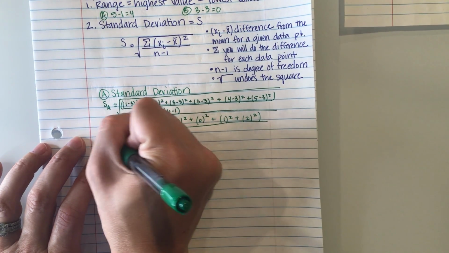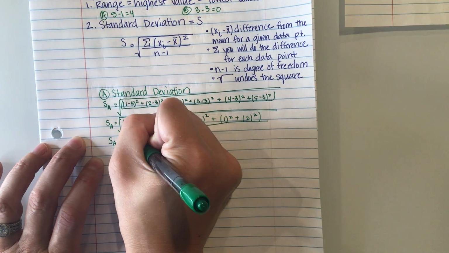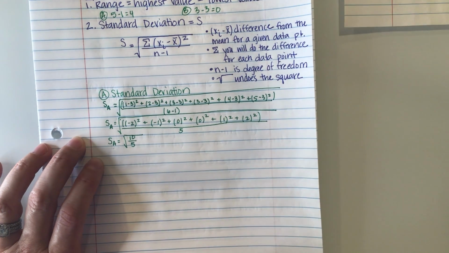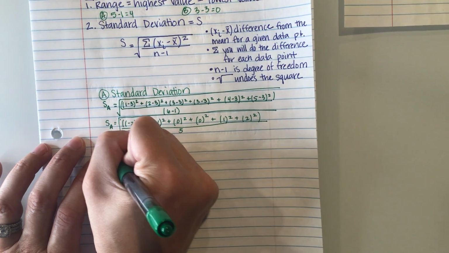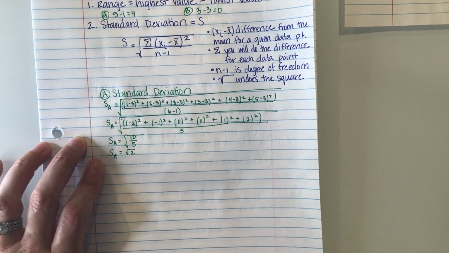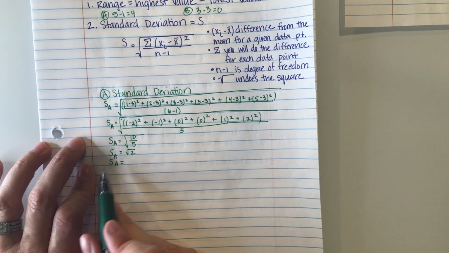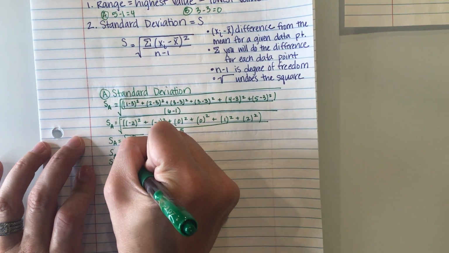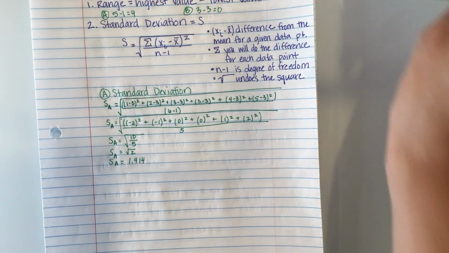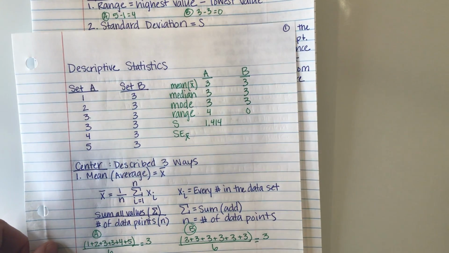So when I simplify this again, I get the standard deviation of group A is going to be the square root of 10 over 5, which means that 10 divided by 5 is 2. It's the square root of 2, which when I do on my calculator gives me that the standard deviation of group A is 1.414. I'm going to go ahead and fill that in on my table, 1.414, just so I can compare in a little bit.